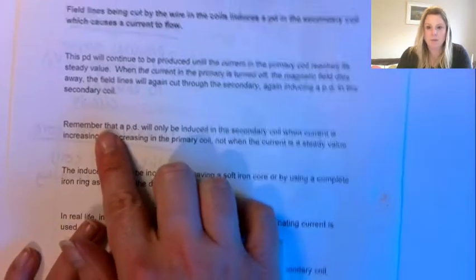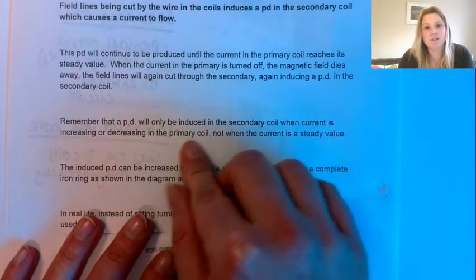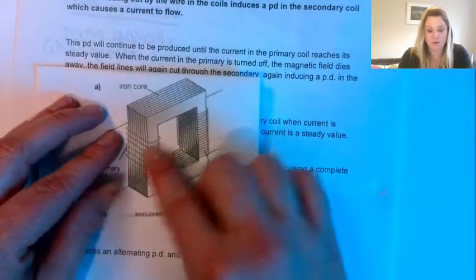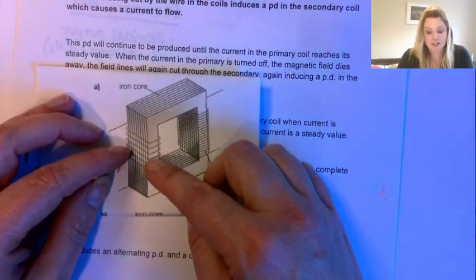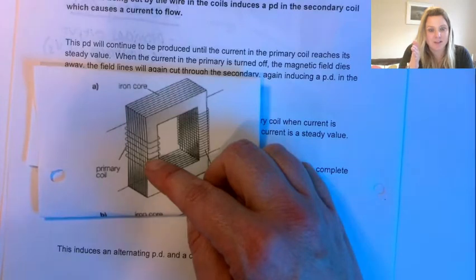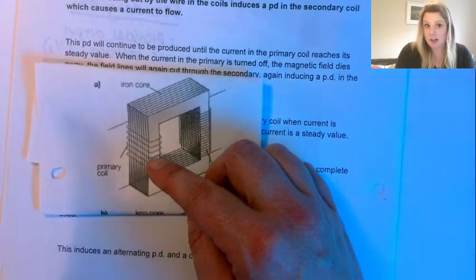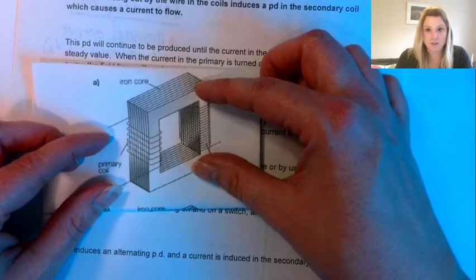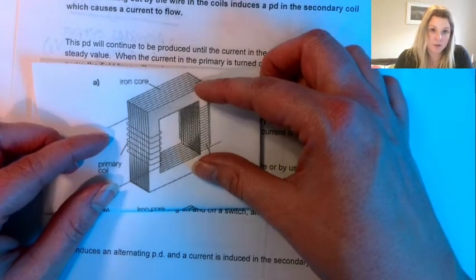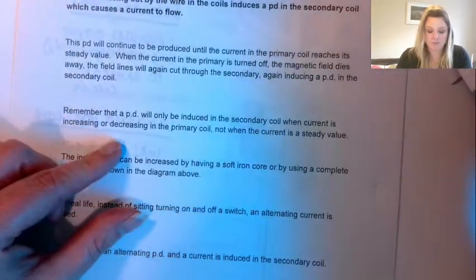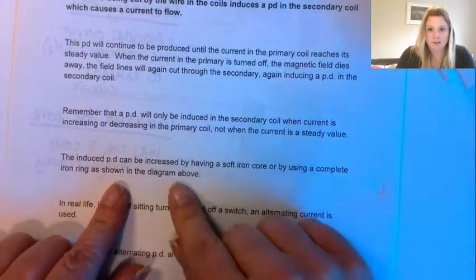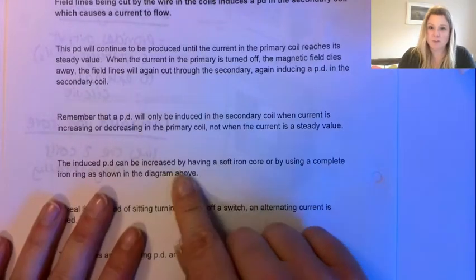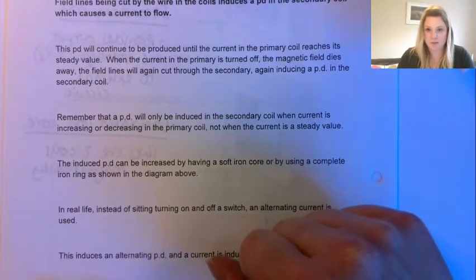So remember that a PD will only be induced in the secondary coil when current is increasing or decreasing in the primary coil. Once you have a steady value of current, then your magnetic field lines are just going to stay constant. They're no longer cutting across, they're not inducing a current in the secondary coil. So the induced PD can be increased by having a soft iron core or by using a complete iron ring as shown in that wee diagram.